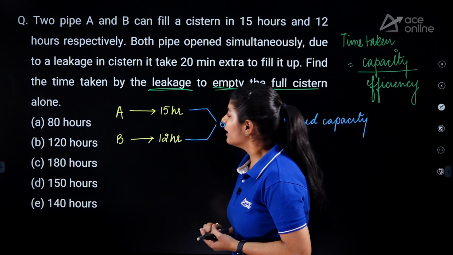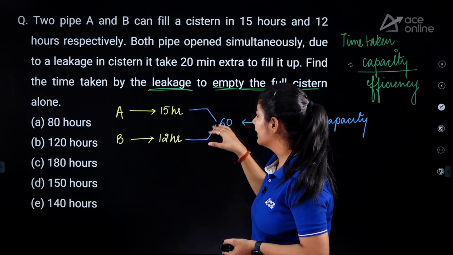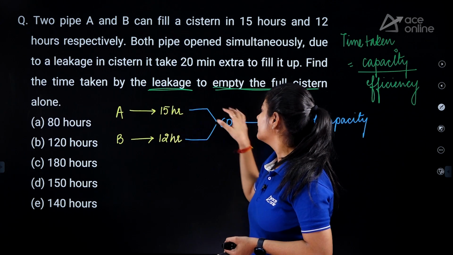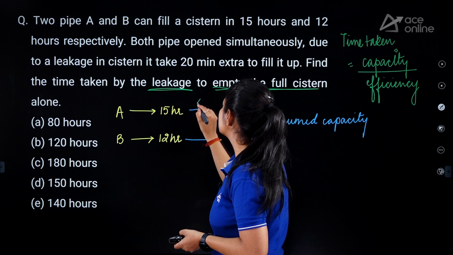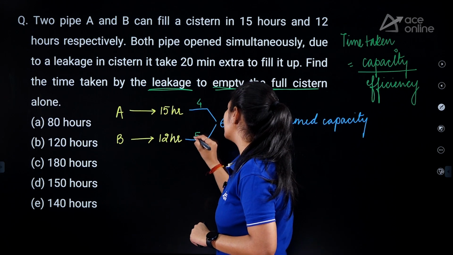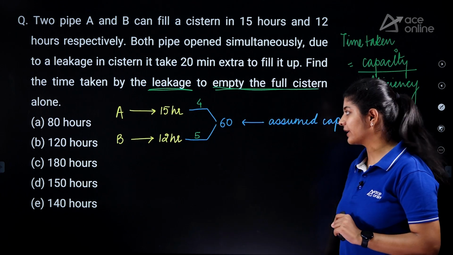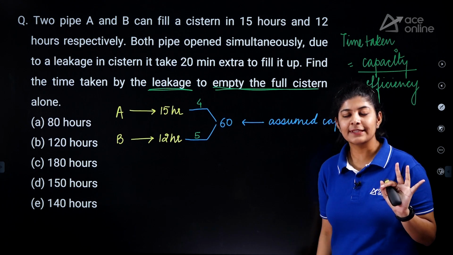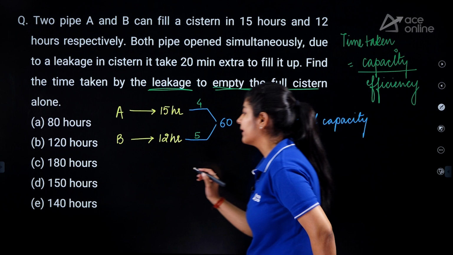If pipe A fills the 60-liter tank in 15 hours, then we can say that it fills 4 liters in an hour. Similarly, B will fill 5 liters in an hour. These are the efficiencies. Let's suppose there's no leakage in the tank.